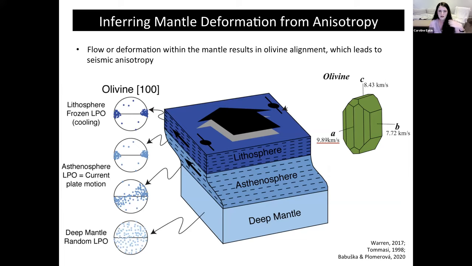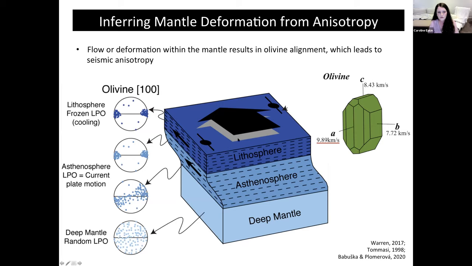So what that word, anisotropic, means is a directional dependence of any kind of property. The seismic anisotropy means a directional dependence of the seismic wave speed. So for example, on the right here, we have a single olivine crystal. And when seismic waves travel along the A-axis, they travel at a faster velocity, 9.89 kilometers per second, than if they travel along the slow axis, the C, which would be 8.43, and at a medium speed along the B.